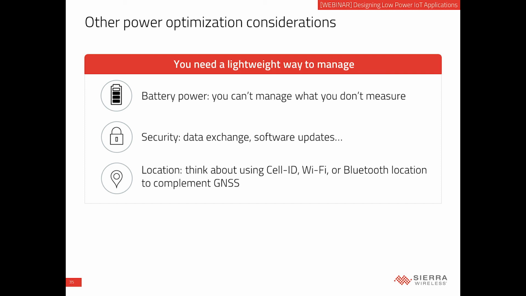And then on the location side, of course, you are thinking about GNSS a lot for outdoor tracking applications, but we see that Cell ID and Wi-Fi can be a good complement to reach a trade-off in terms of power consumption and still give you some good location information. So that's also some consideration here for power optimization.